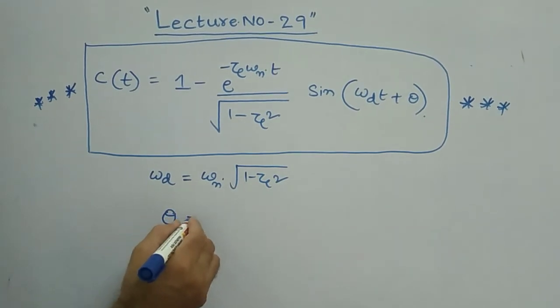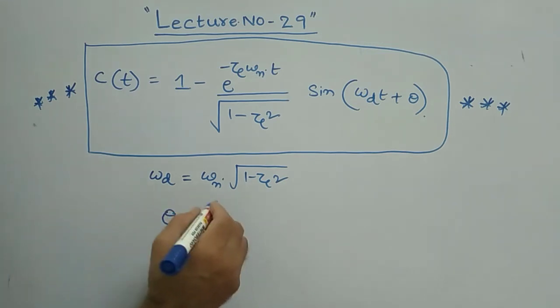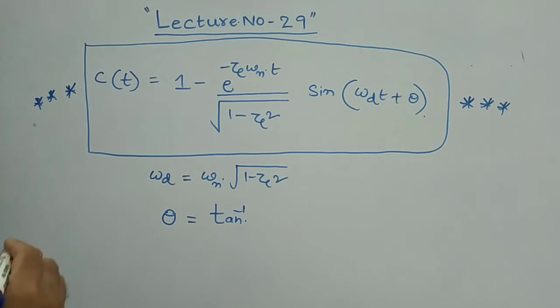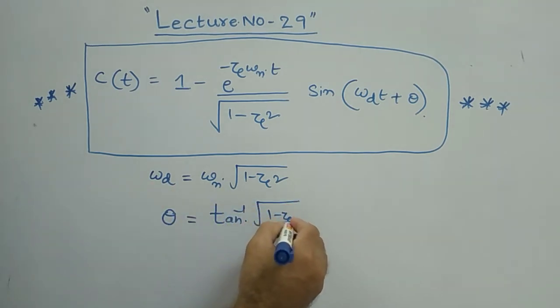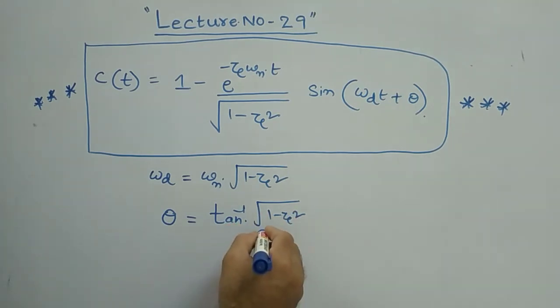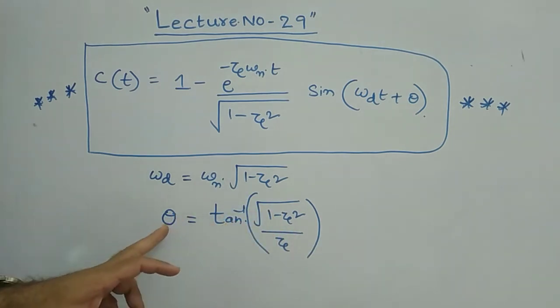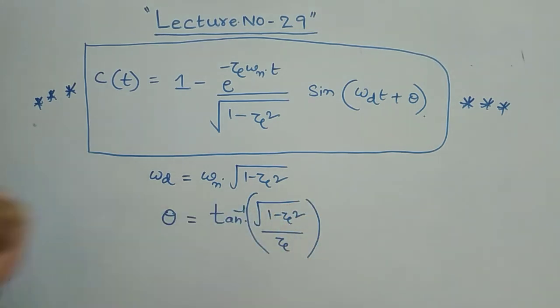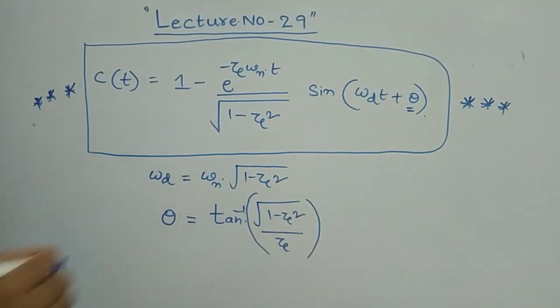Theta is equal to, this is very important. Actually it is tan inverse of square root of 1 minus zeta square by zeta. That is what tan inverse of whole bracket square root of 1 minus zeta square by zeta is. That is your theta value. This is called theta value.